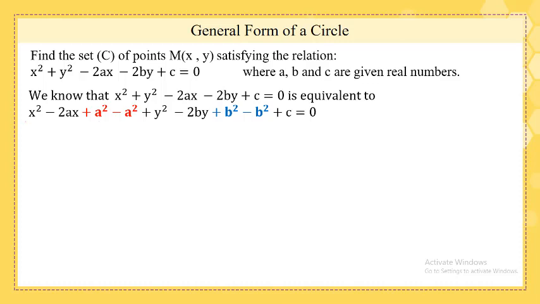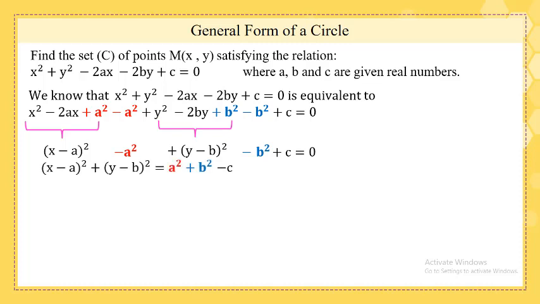Now, by factorization, we will get (x minus a)² minus a² plus (y minus b)² minus b² plus c equals 0. The obtained equation is very similar to the Cartesian equation of a circle, which leaves us here with three possibilities.